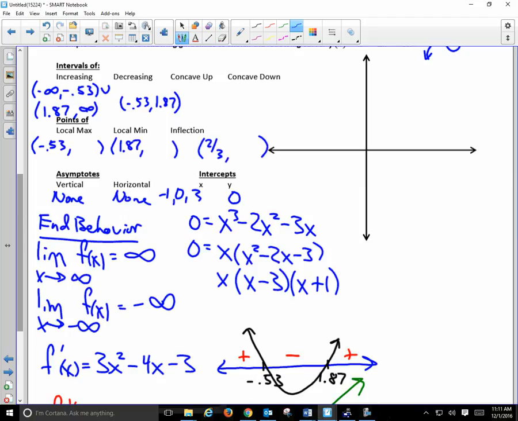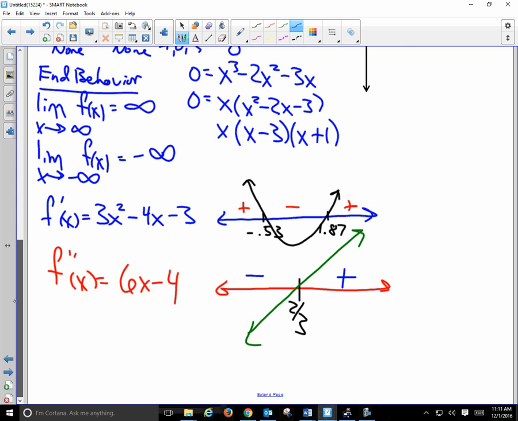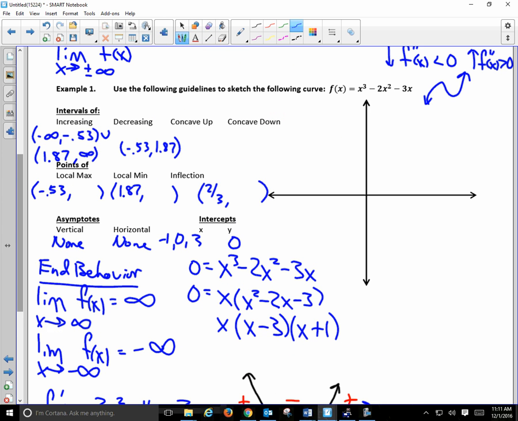First, concavity. If I check out my second derivative test, I have concave down from negative infinity to 2/3, and then concave up from 2/3 to infinity.